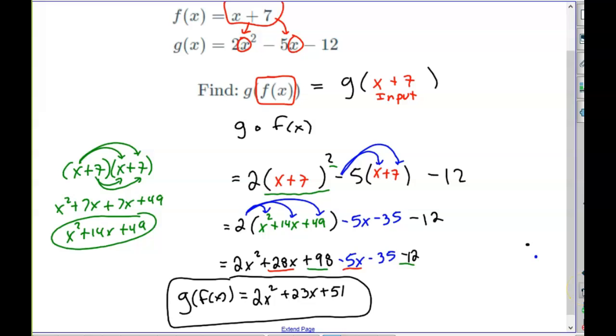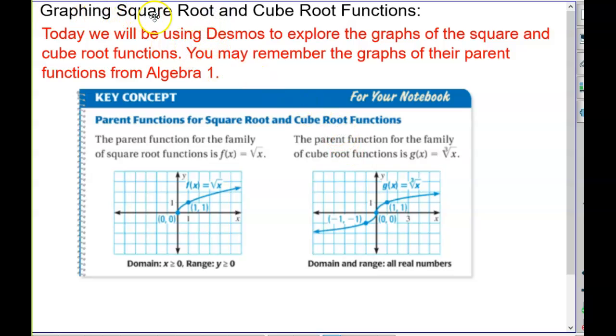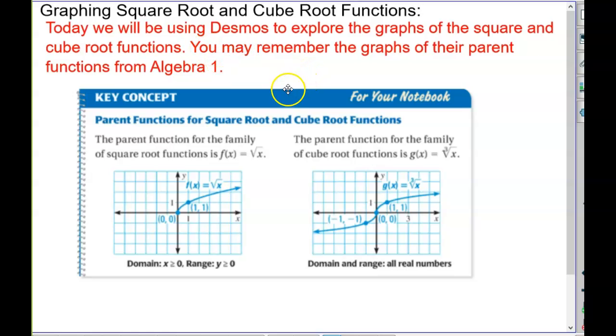Good thing is you don't have really any notes to take, except for right at the end of our Desmos. So you don't need to write any of this part down. I'm just going to kind of show you what we're doing today. Our goal today is to look at square root and cube root functions as graphs. We've looked at them as equations and how to solve them, but we haven't really looked at their graphs. So today we'll be using Desmos to explore the graphs of square and cube root functions.